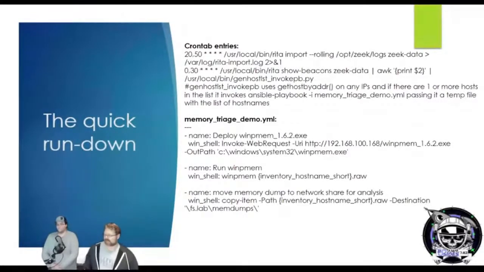And then the second half of that slide shows our YAML for our Ansible playbook, our memory triage demo. What this does is it deploys WinPmem. It dumps it to a file using just the host name, not the FQDN. And then it moves the memory dump to a network share.